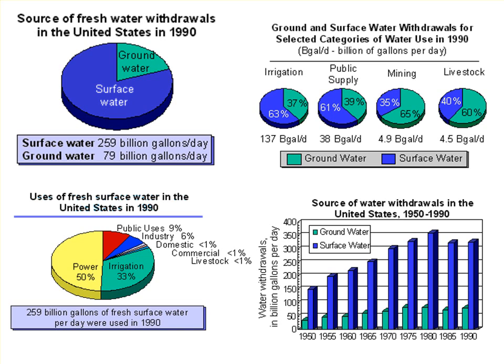9% in this graph is going to public use, 6% to industry, less than 1% domestic, less than 1% commercial, and less than 1% livestock. So again, as I mentioned at the beginning of last week's lecture, when we were going over water use, part of this 33% irrigation is growing crops for livestock to eat. This less than 1% for livestock does not include what they are consuming. It only includes what water they drink.